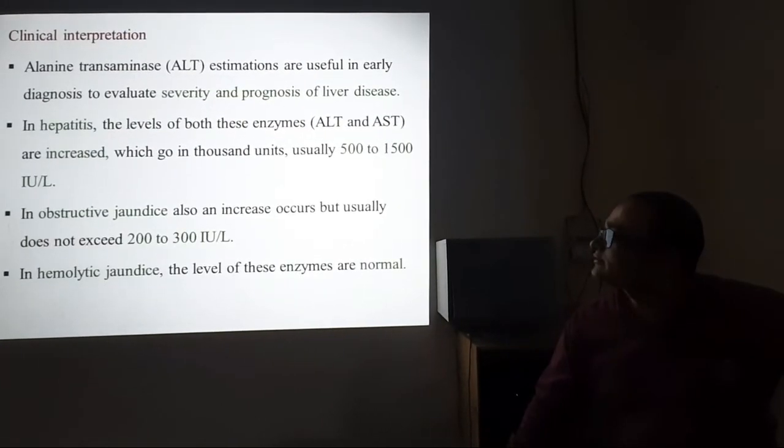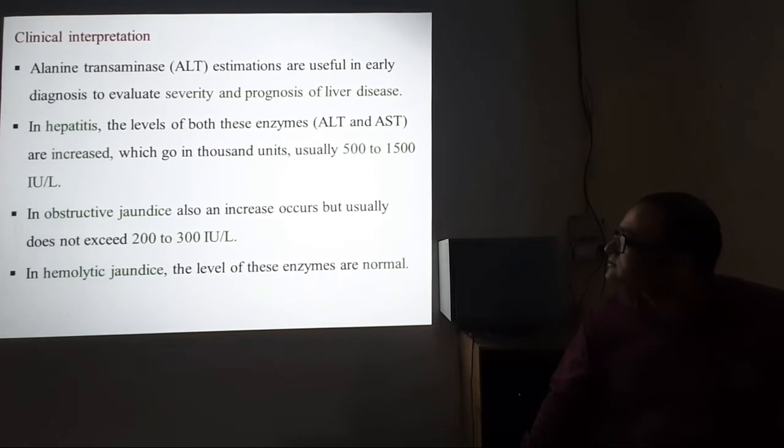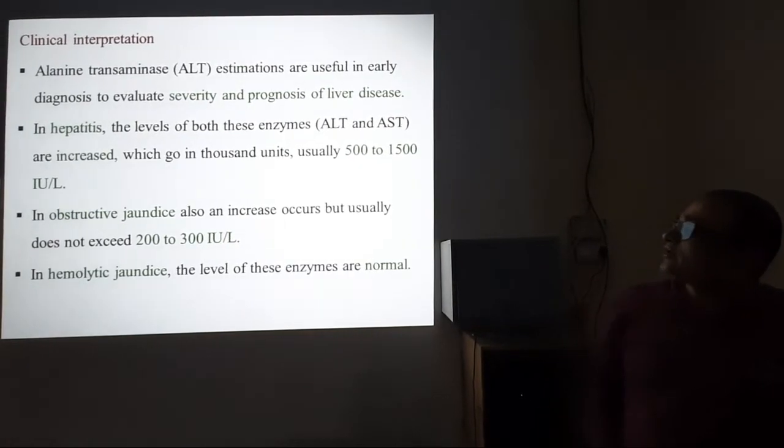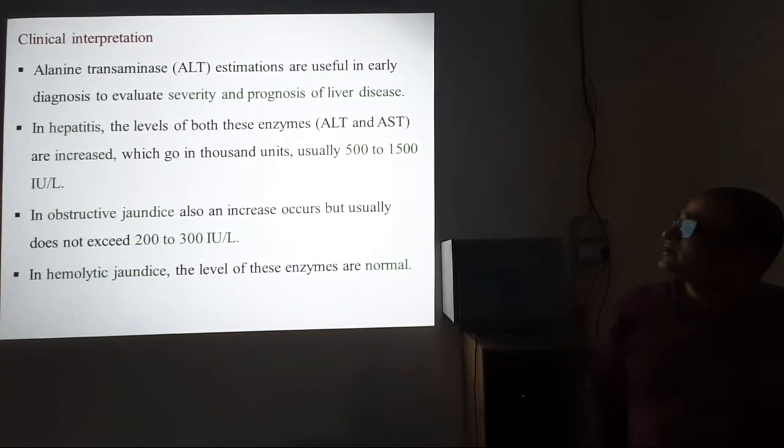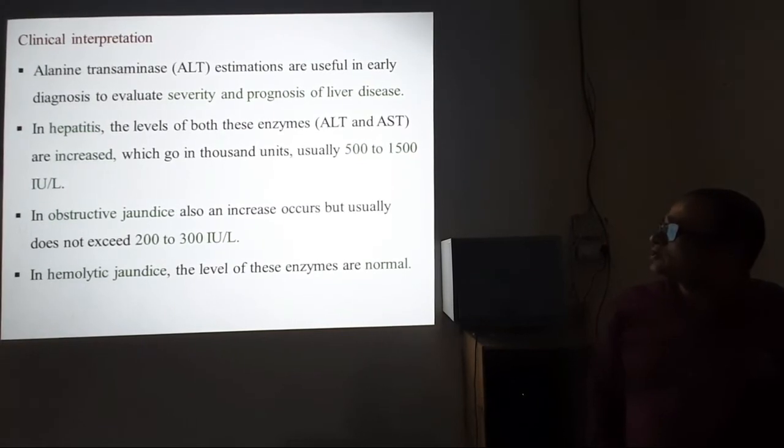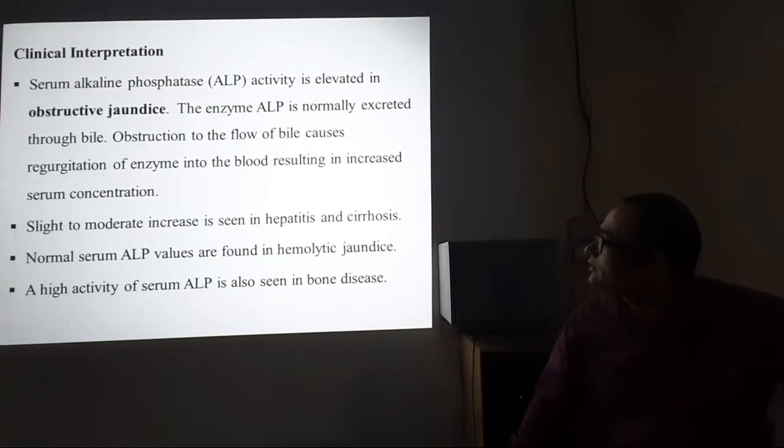Then what is the clinical interpretation? That we have already discussed. Marked rise in the level of ALT and AST in the hepatic disorder, and marked rise of ALP in obstructive jaundice. This I have already told you.